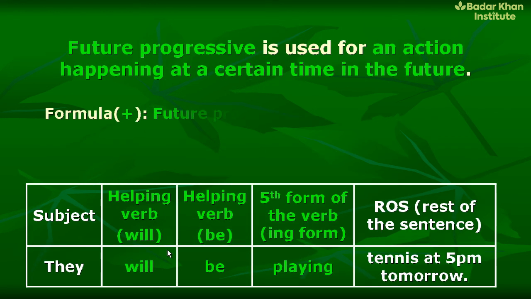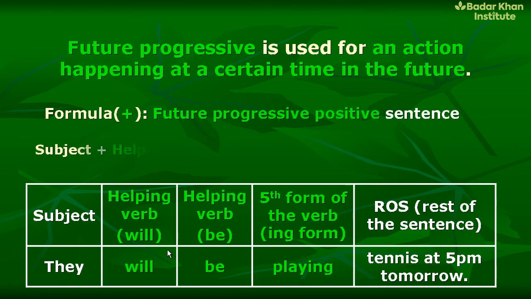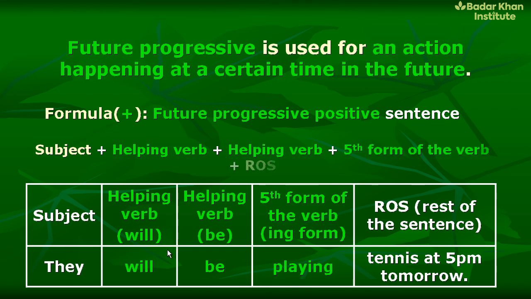Future progressive is used for an action happening at a certain time in the future. What is the formula? Subject plus helping verb plus fifth form of the verb or ing form plus rest of the sentence. Example, they will be playing tennis at 5 p.m. tomorrow. In this sentence, there is an action happening at a certain time in the future. They is subject, will is helping verb, be is helping verb, playing is ing form or fifth form of the verb, and this is rest of the sentence.